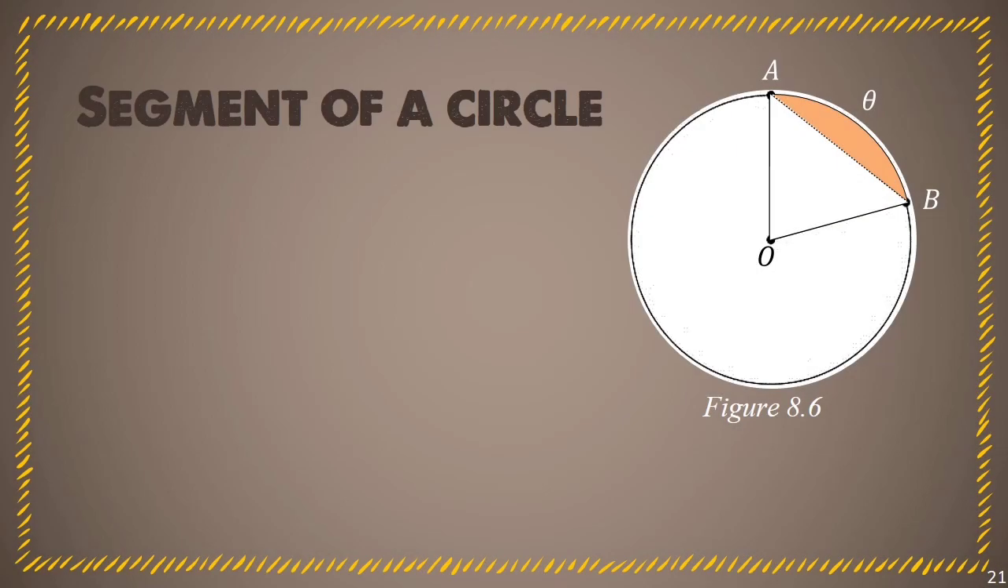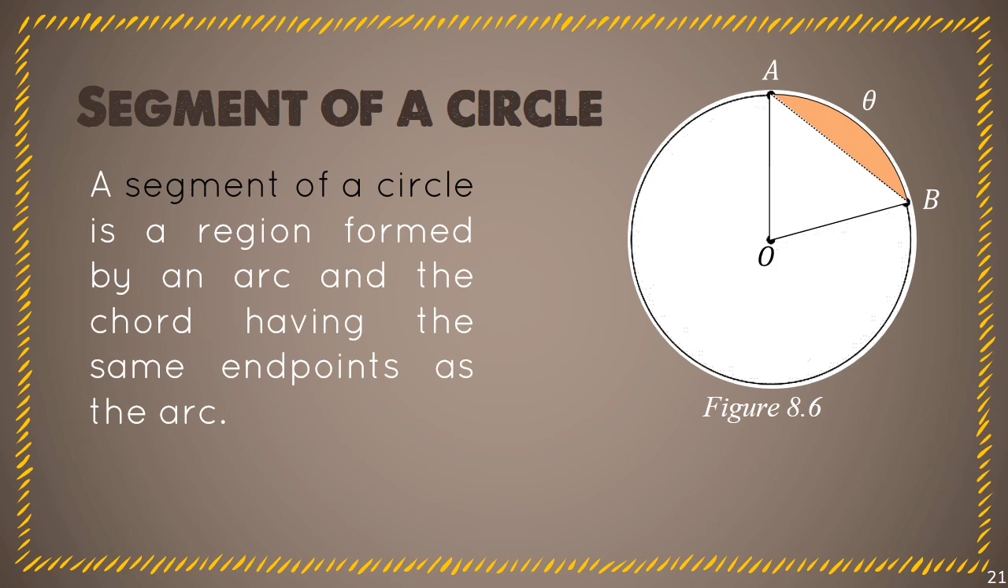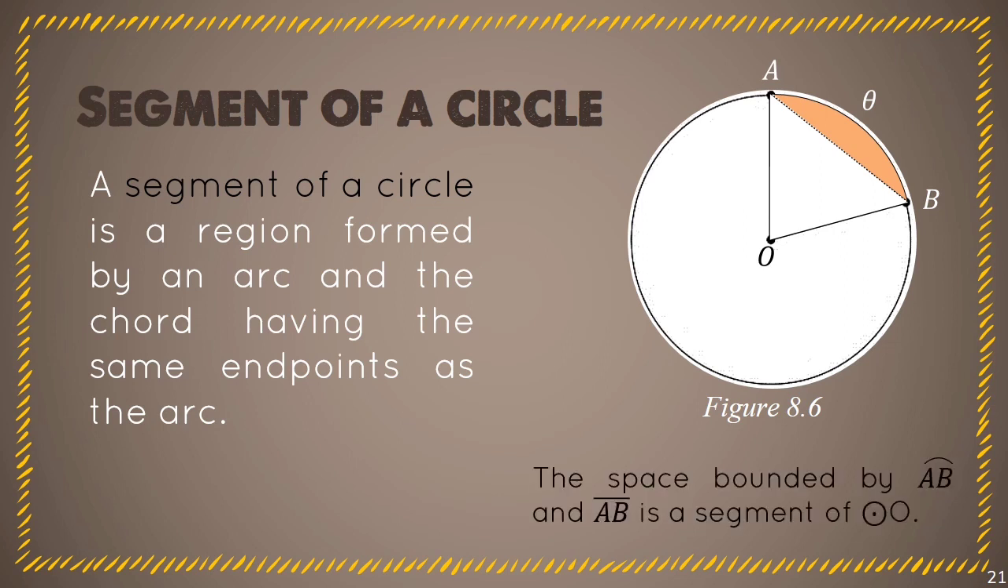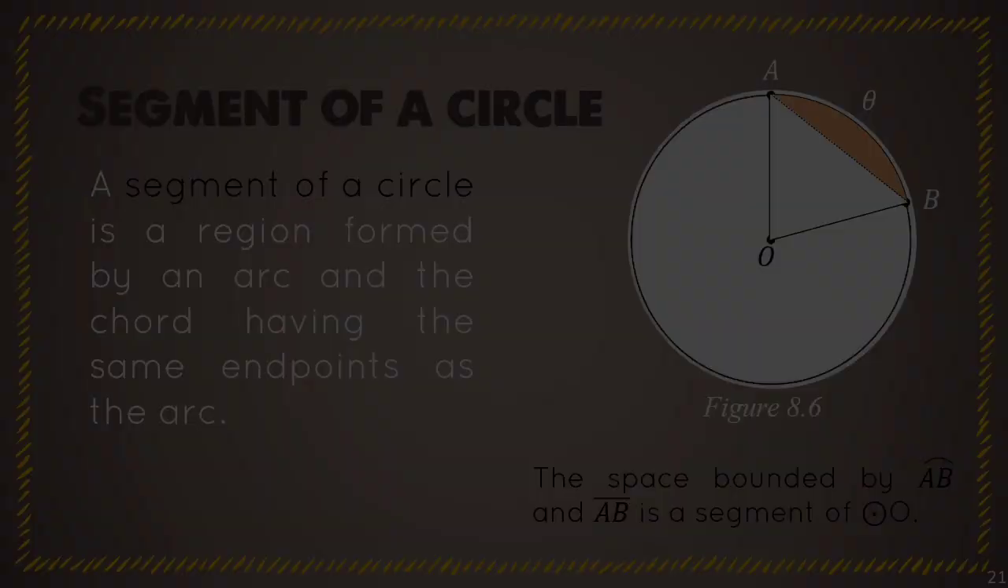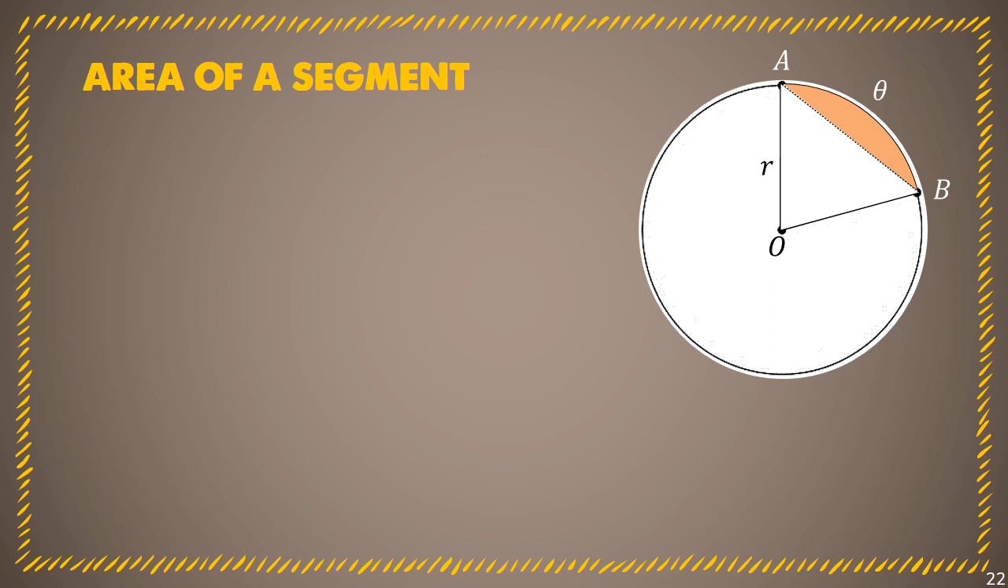Last but definitely not the least, we have the segment of a circle. It is a region formed by an arc and the chord having the same endpoints as the arc. Using the figure given, the space bounded by arc AB and segment AB is a segment of circle O. Since a segment is a region bounded by a chord and an arc, we can also solve for its area.